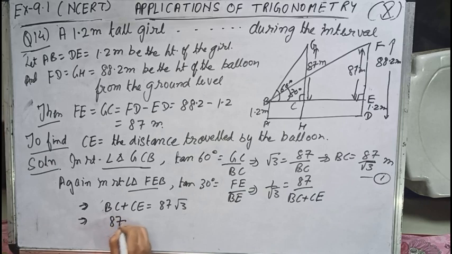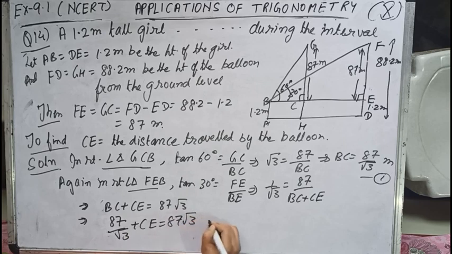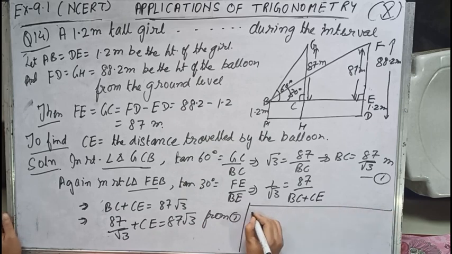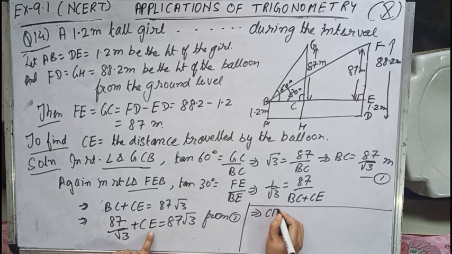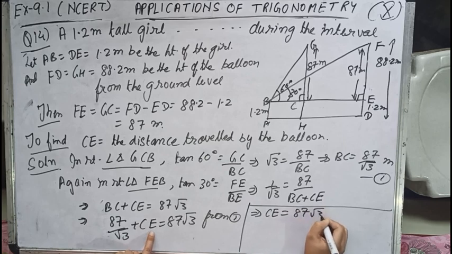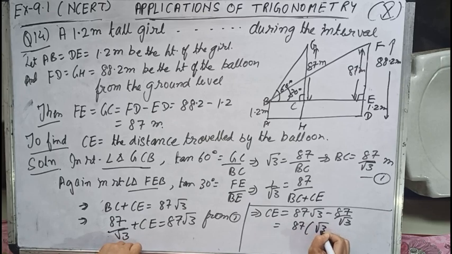So BC value is how much? 87 by root 3 plus CE equals 87 root 3, right over here from 1. Now space is not there. So this implies CE equals 87 root 3 minus 87 by root 3. So this will be equal to 87 common, root 3 minus 1 by root 3. So this will be equal to 87 into 3 minus 1 by root 3. So it will be equal to 87 into 2 by root 3.